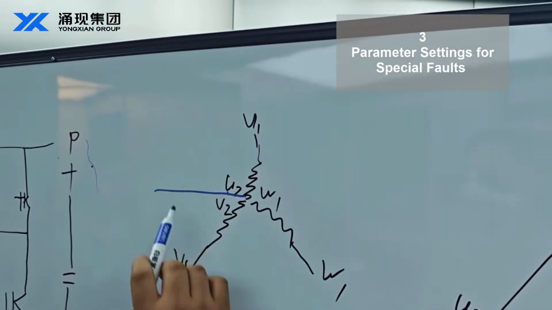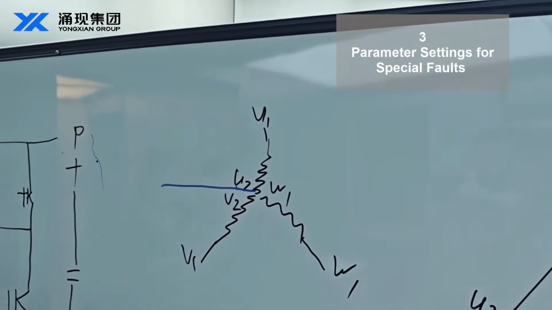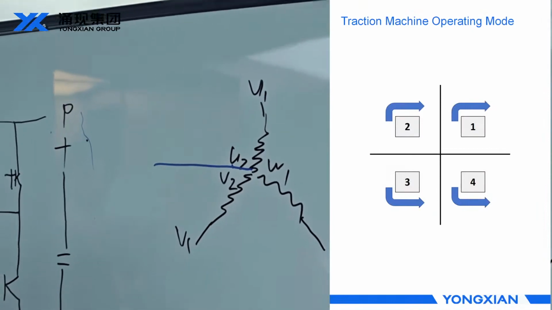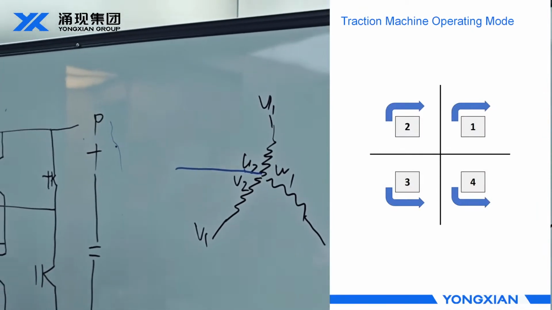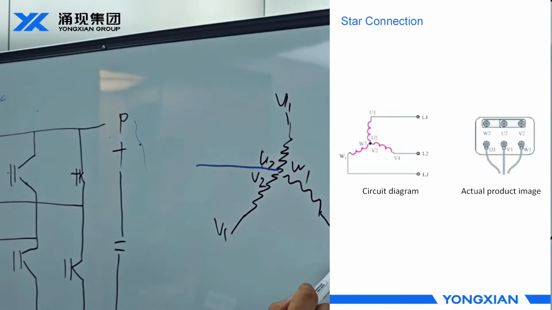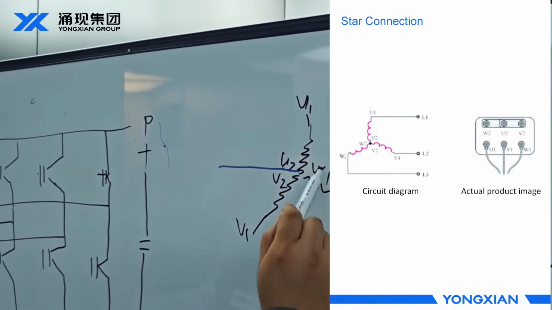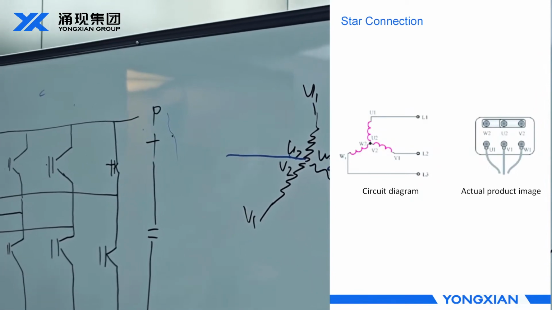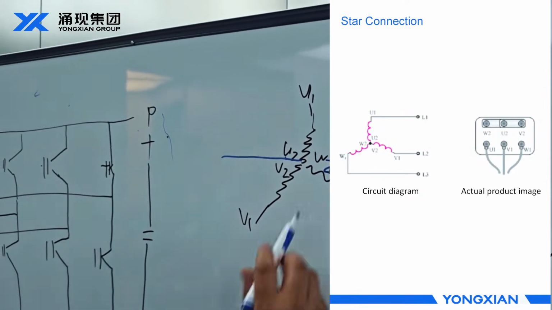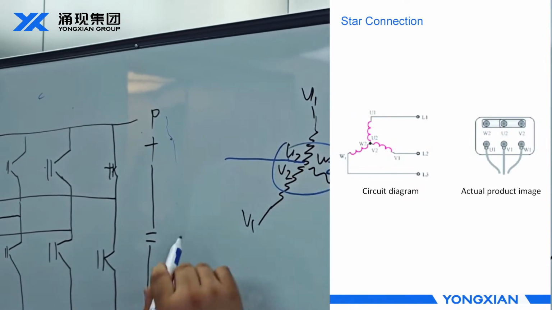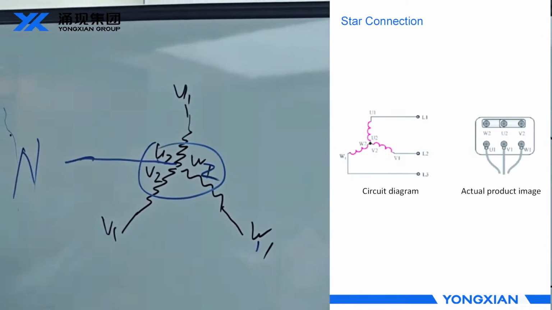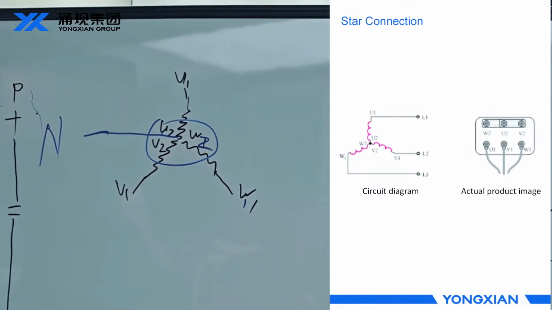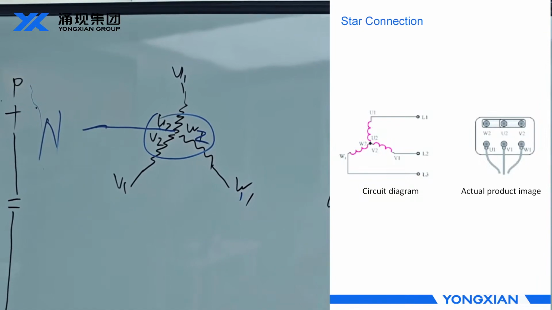is a phase winding, with a phase voltage. V1 to V2 is also a phase winding, and W1 to W2 is also a phase winding. In the star connection, this part forms a middle point called N.